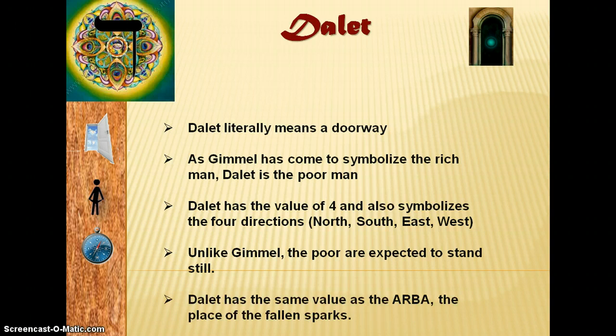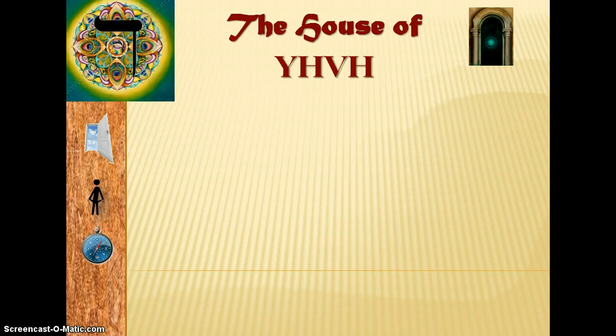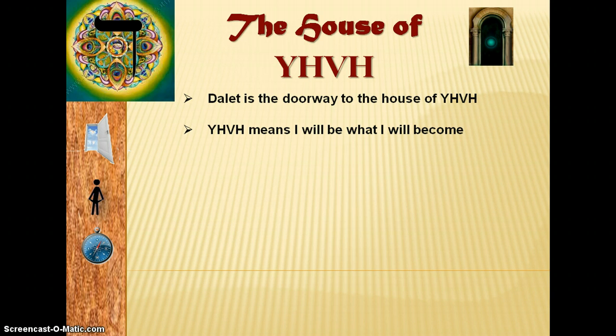Dalet has the same value as the Arba, or the fallen sparks, the angels who left their place in heaven and came down to dwell amongst the children of men. The house of Yahweh is what Dalet is supposed to be the doorway to. Yahweh means I will be whatever I become. I know a lot of Christian churches teach that I am that I am, but that's not really what it means. It means I am becoming.